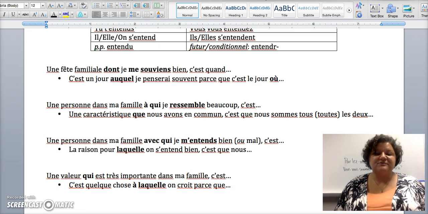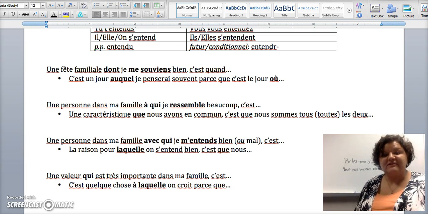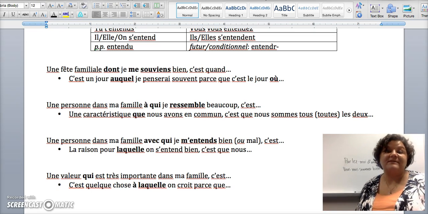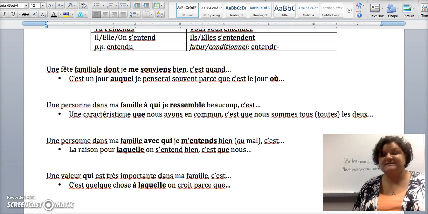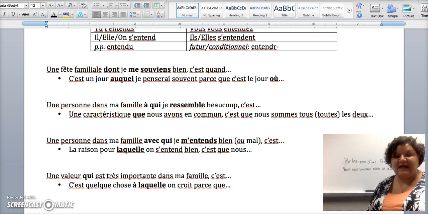So what I have in front of me on my screen is "Une fête familiale dont je me souviens bien, c'est quand?" And that was one of the sentence frames I gave you today to work with in conversation. What I want to do is just one example before I launch into the explanation so that you have something to come back to, to anchor you. So the idea of relative pronouns is that you're trying to avoid repetition and you're trying to create longer, more complete, sophisticated sentence structures.